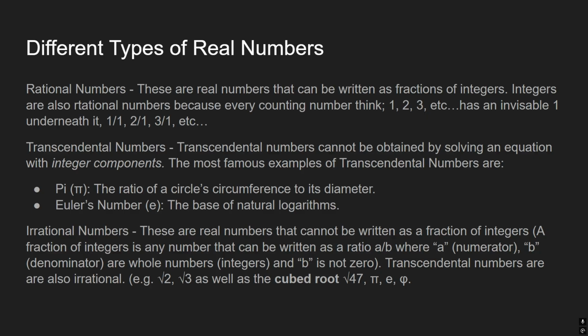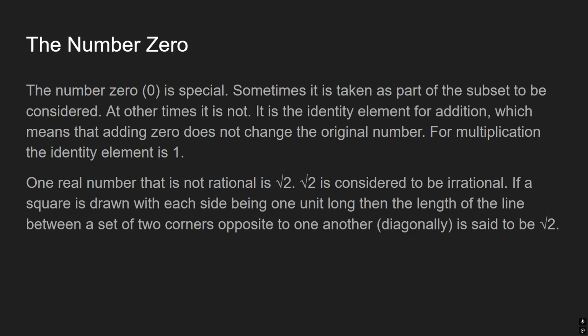Finally, irrational numbers. These are real numbers that cannot be written as a fraction of integers. A fraction of integers is any number that can be written as a ratio a over b, where a, the numerator, and b, the denominator, are whole numbers. In other words, a and b are integers, and b is not zero. Transcendental numbers are also irrational. Examples: the square root of 2, the square root of 3, the cube root of 47, pi, Euler's number, and the golden ratio.